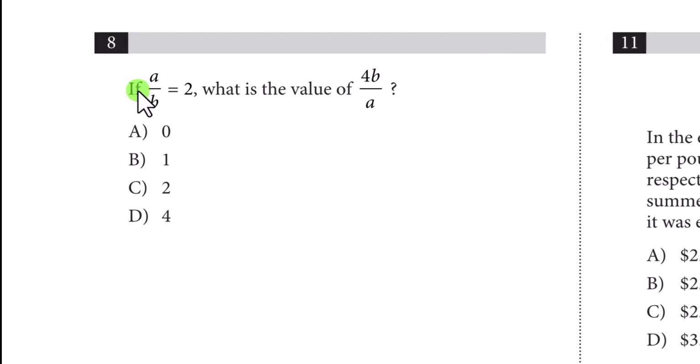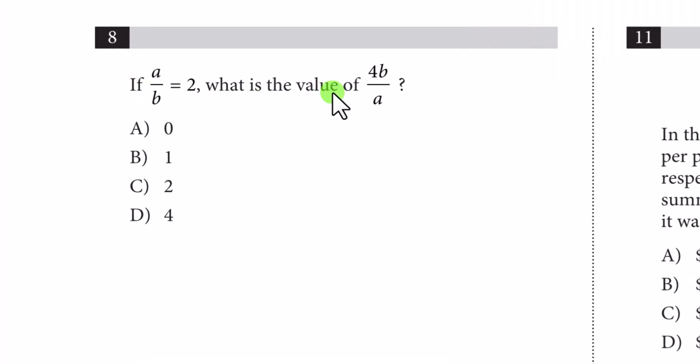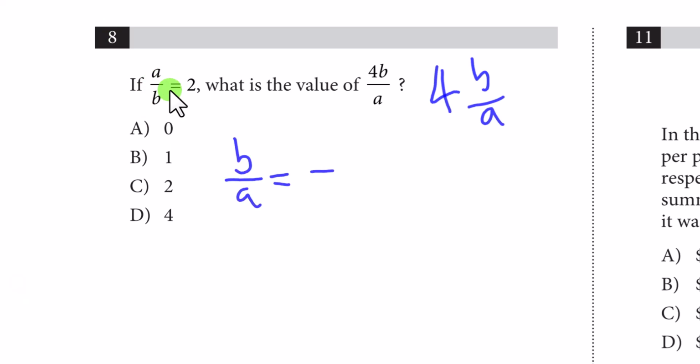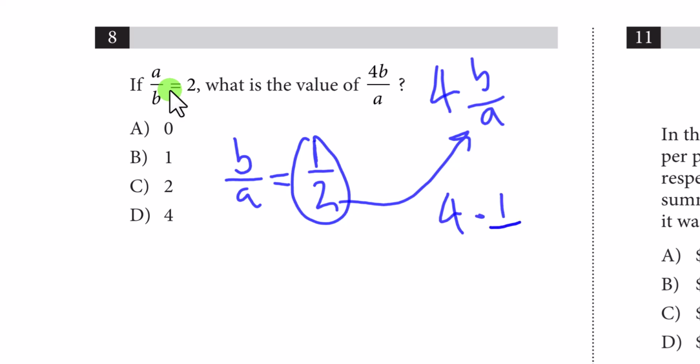Question number 8. If a over b equals 2, what is the value of 4b over a? Okay, we don't need to solve for a or b. That's a huge waste of time. The way you should look at this is you've got 4 times b over a. And basically that is the inverse of what you have. So if a over b is equal to 2, basically that tells you that b over a equals 1/2. And basically all you're going to do here is just go 4 times 1/2, which is going to give you 2. So the answer is C.